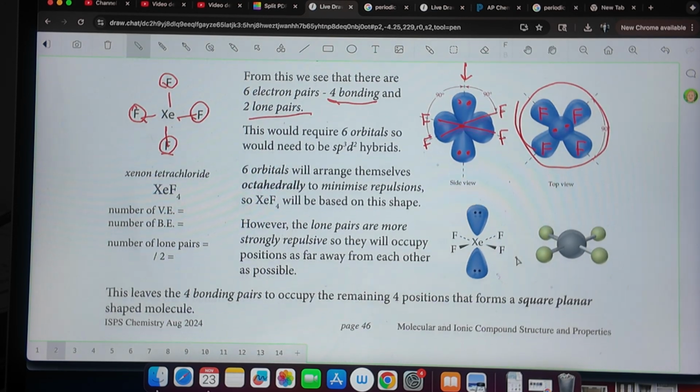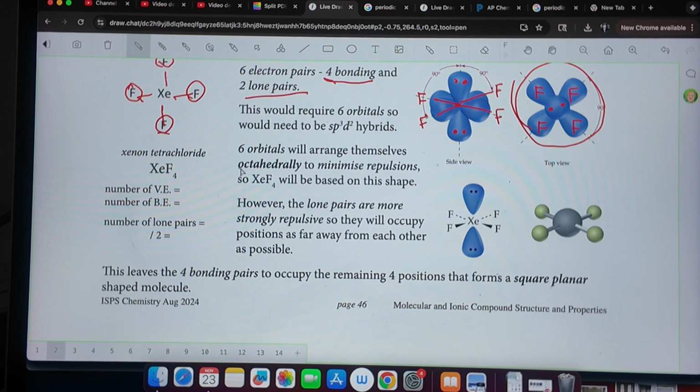Okay, so 6 orbitals will arrange themselves octahedrally to minimize repulsions, right? Because all these things, they're not attracted to each other. It's not like there's a positive charge and a negative charge, and then they want to be attracted. They want to all stay as far away from each other as possible.